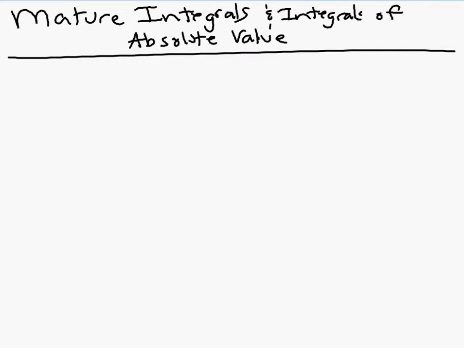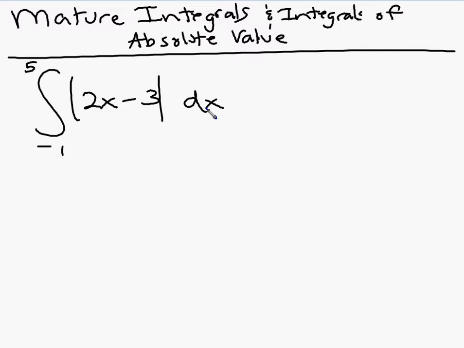We're going to cover both what I call mature integrals and integrating absolute value. We're going to start with integrating absolute value because it's actually pretty simple. If I want to integrate an absolute value problem, let's say that I wanted to integrate 2x minus 3, and I wanted to integrate it from -1 to 5, but it's the absolute value of 2x minus 3.